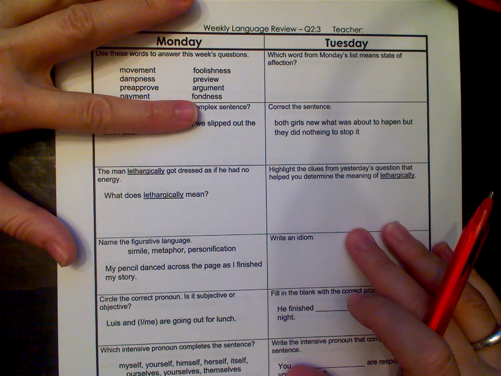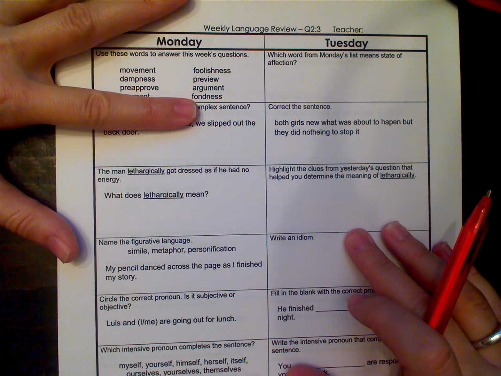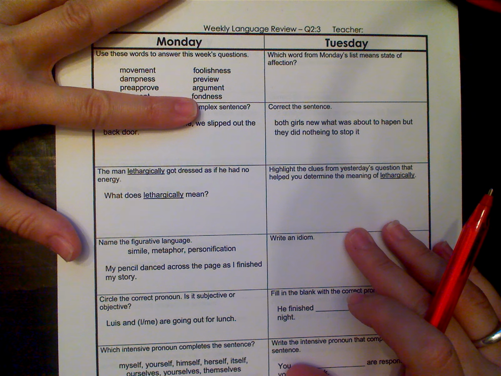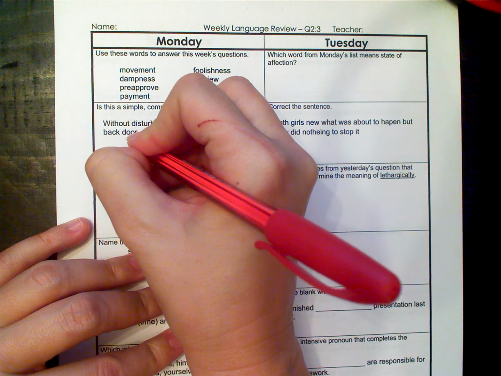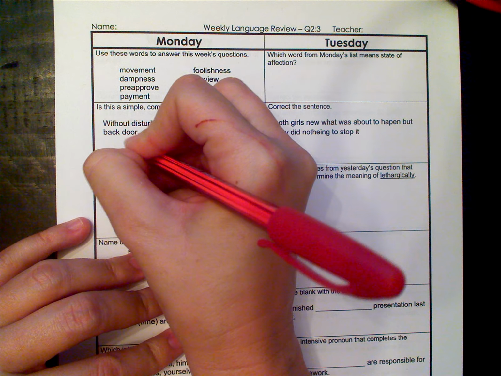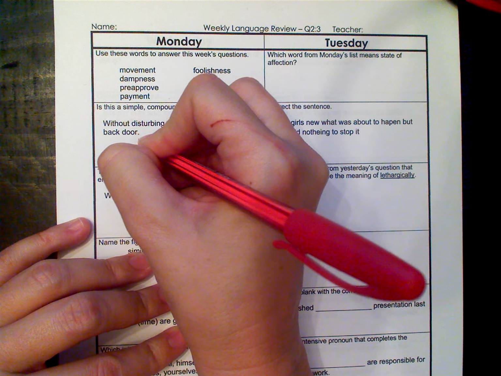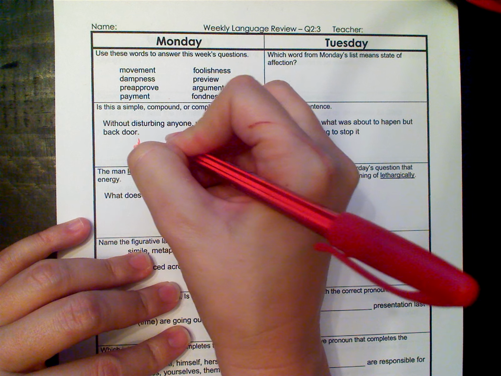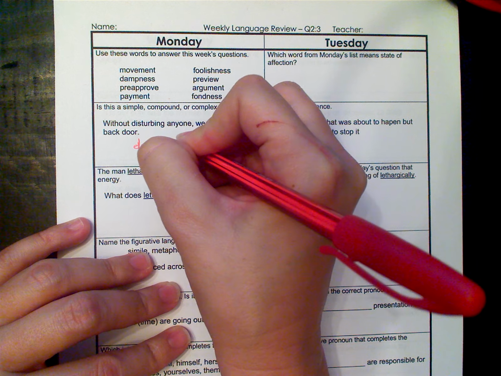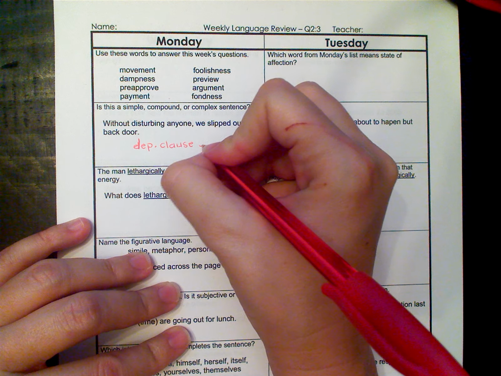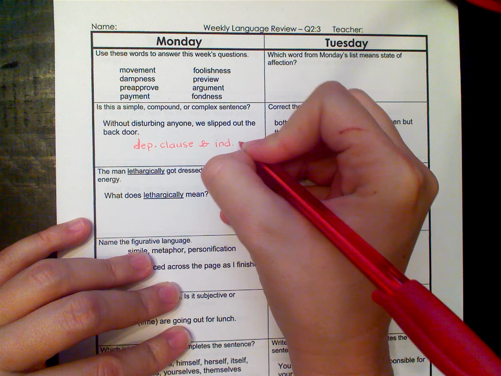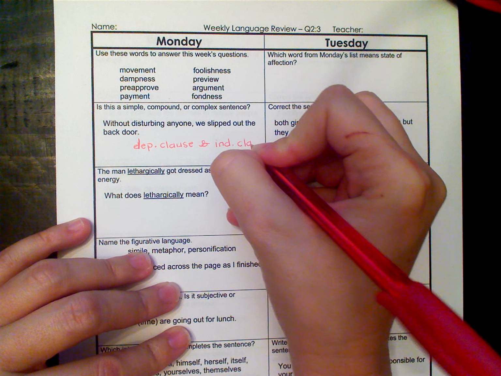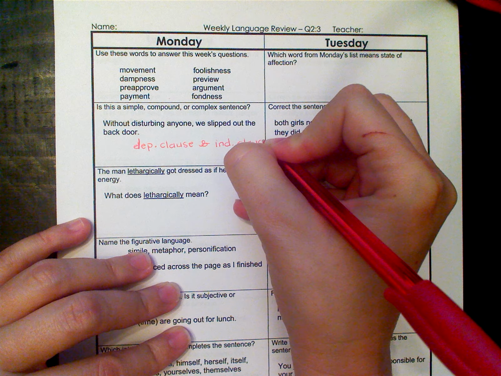Let me try the second part. We slipped out the back door. That is a complete sentence. Therefore, that's an independent clause. So we have a dependent clause. I'm sorry, my pen's not working there. We have a dependent clause and an independent clause, which means that we have a complex sentence.